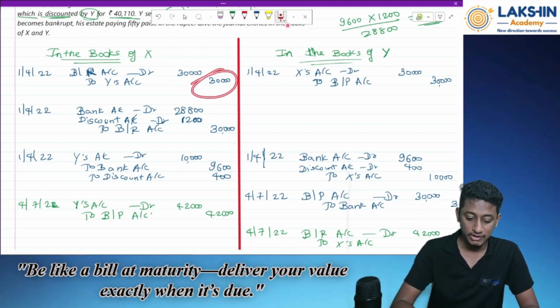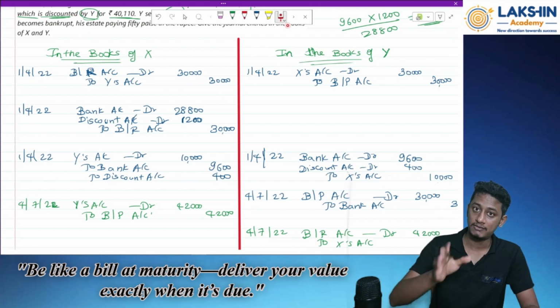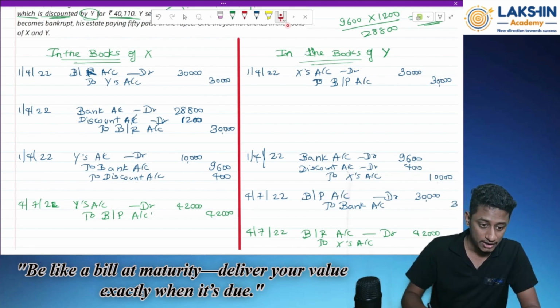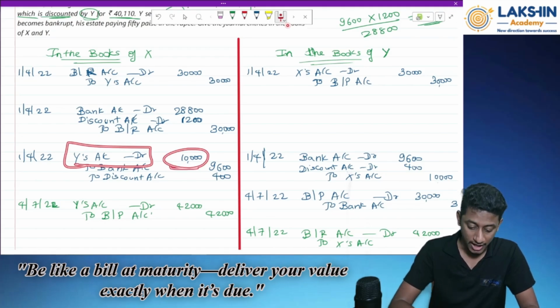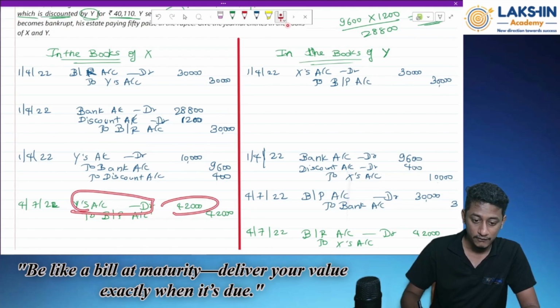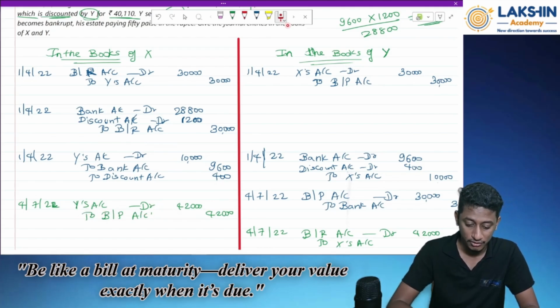30,000 rupees negative in your calculators. So 30,000 minus equals, you press, you will get the value in negatives. So add. Then Y's account is debited over here for rupees 10,000. So add 10,000 rupees. Then again Y's account has been debited over here for 42,000 rupees. So again add 42,000 rupees.